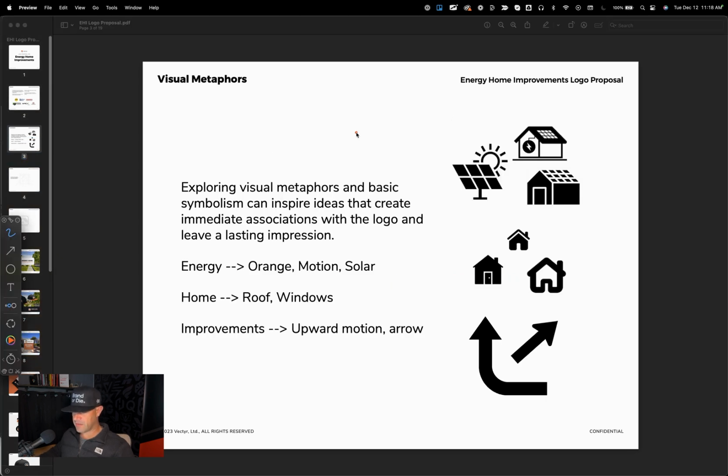Let's look at what we got. The name of the company is Energy Home Improvements, right? And so, all right, let's look at what energy brings up. And we started thinking, well, there's solar panels. And solar panels were definitely an aspect of this company and what they offer.